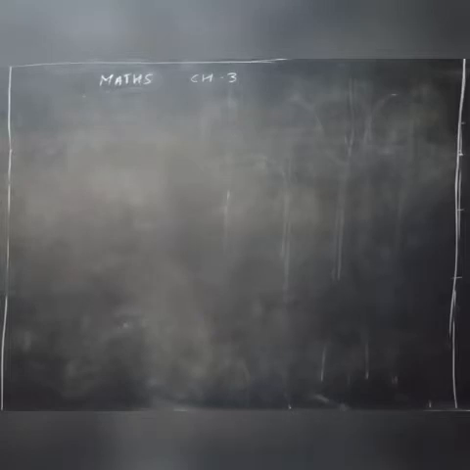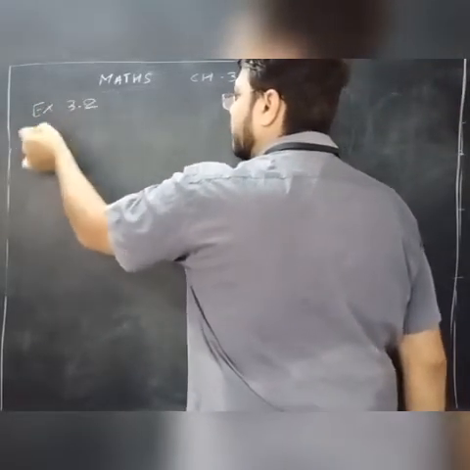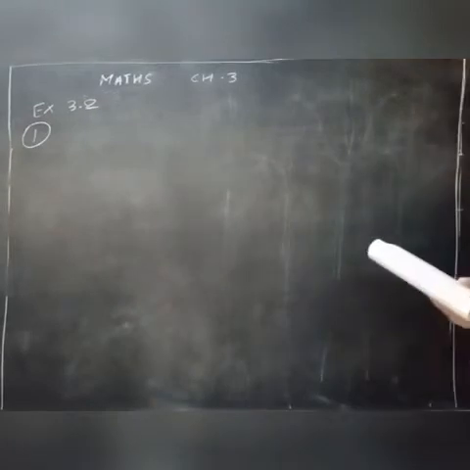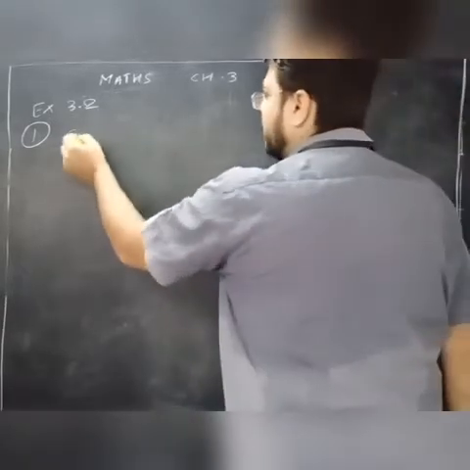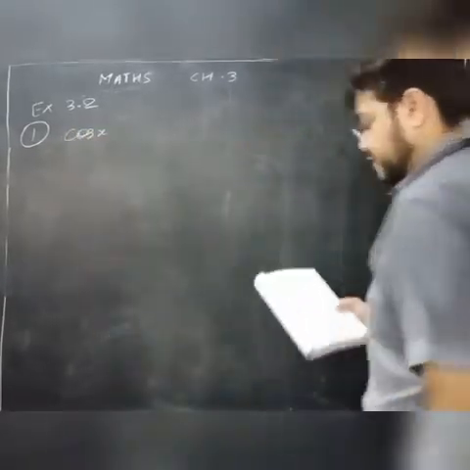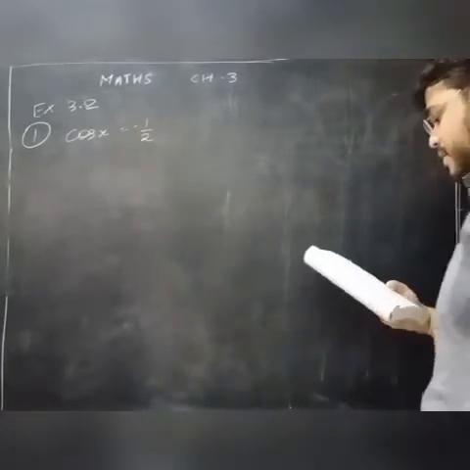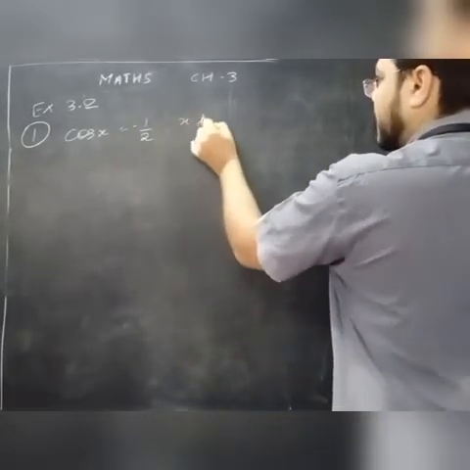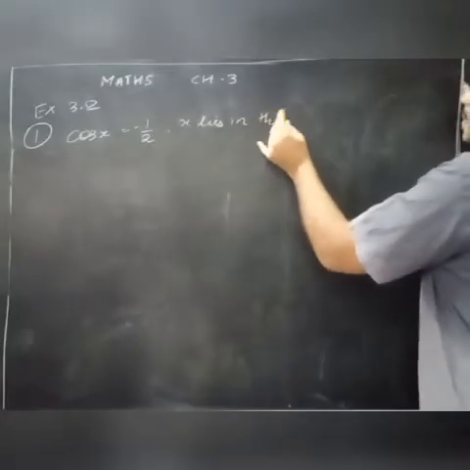In this section, we will try to understand the sums given in exercise 3.2. First question: find the values of the other 5 trigonometric functions. One of them is given. Here cos x is given as minus 1 by 2, and it is also given that x lies in the third quadrant.